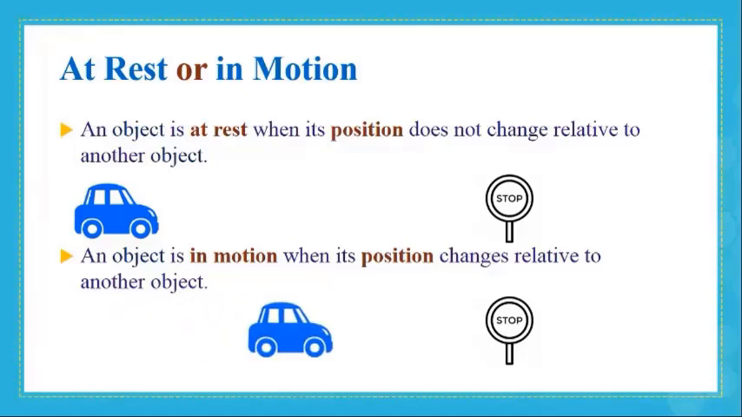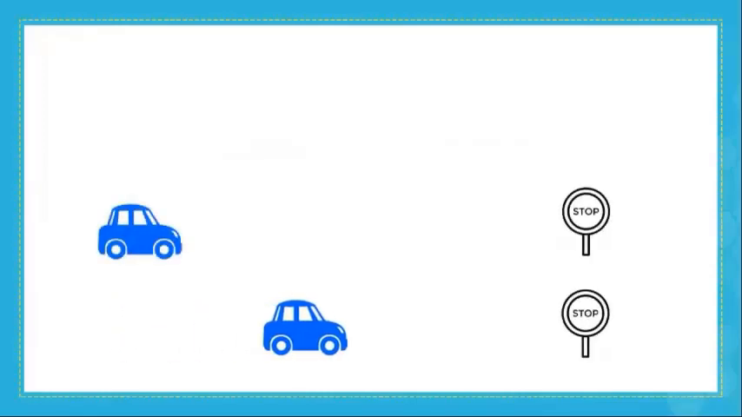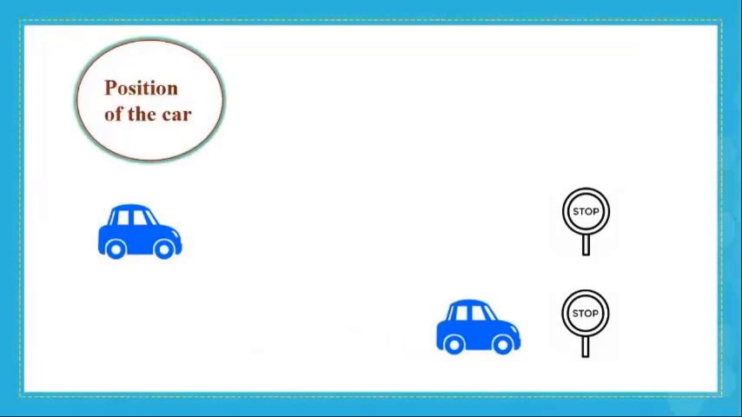All of these represent the position of the blue car with respect to the stop sign. So the position of the car in this case is changing relative to the stop sign. That's why we say that the car is in motion relative to the stop sign. Pay attention. In both cases, we are comparing the position of the car relative to another object, which is the stop sign in this case.